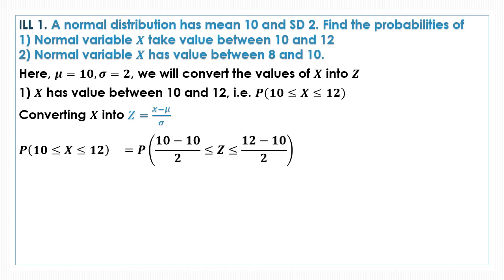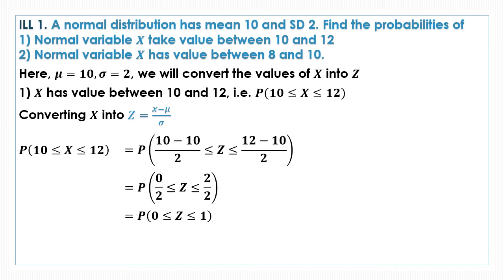So (10 minus mu) upon sigma, where sigma is 2, less than or equal to z, because x has been converted into z, and then again less than or equal to (12 minus mu) upon sigma, which is 10 divided by 2. So when we solve this, we get 0 upon 2 less than or equal to z less than or equal to 2 upon 2, which will be 0 less than or equal to z less than or equal to 1.